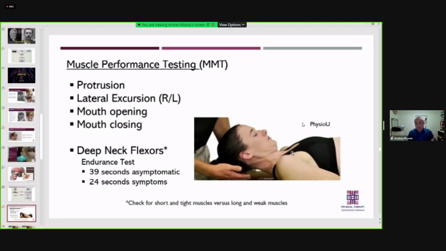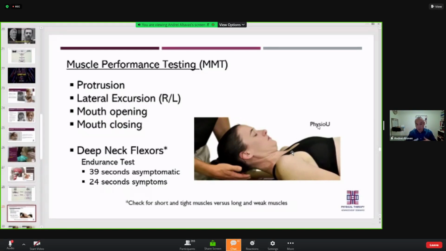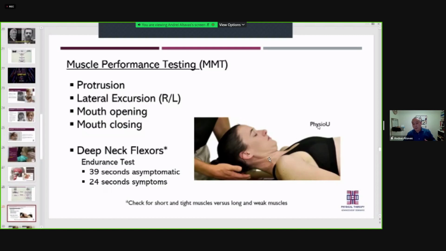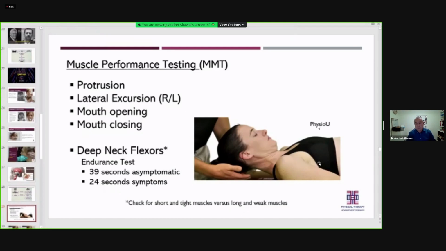For this endurance test, 39 seconds for asymptomatic individuals is actually good. And for patients with symptoms, that could be neck pain or even pain around the face, a normal value is 24 seconds. But what you're trying to see is that they should be able to maintain that position without fatigue. So in the clinic, we can look at that, observing how they can hold the neck in that position, and then document the findings or the results.